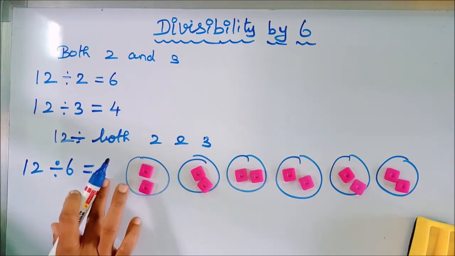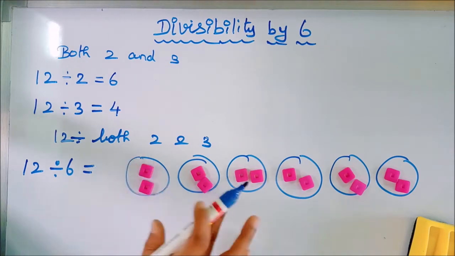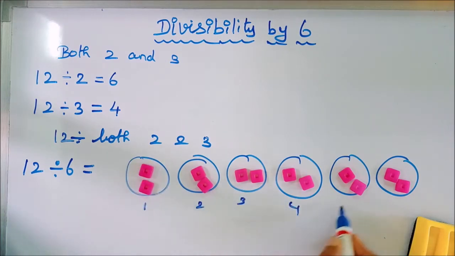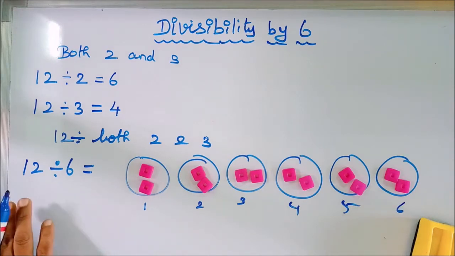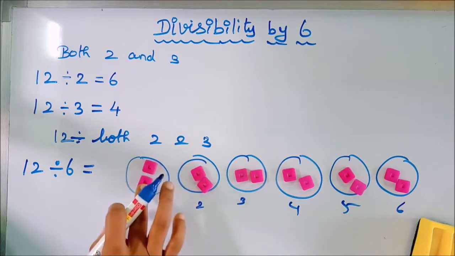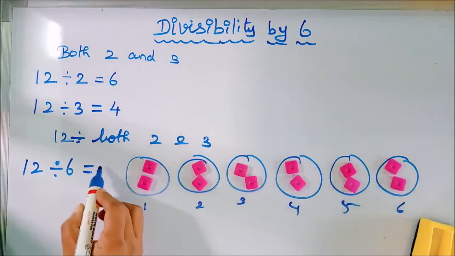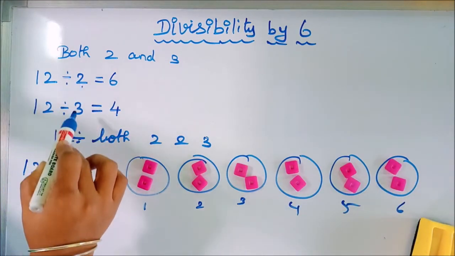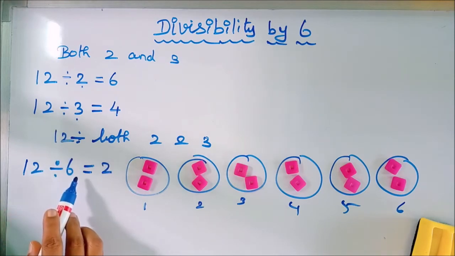Let us write the quotient by counting the number of pieces in each set. See how many sets are here? 1, 2, 3, 4, 5, 6. Thus we have divided the 12 into 6 equal sets, and each set has 2 pieces. So the quotient is 2. Thus, if a number is divisible by 2 and 3, we can say it is divisible by 6.